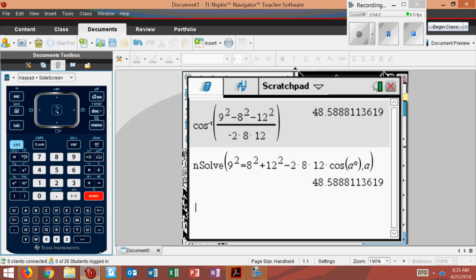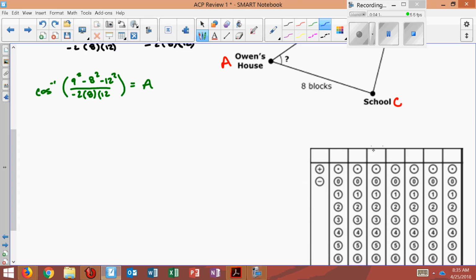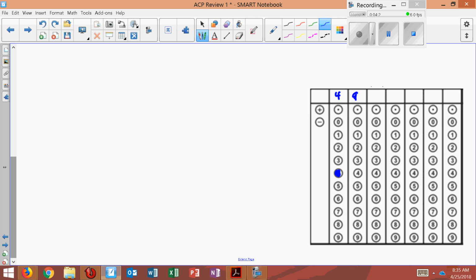It says to the nearest degree, so I'm getting 49 degrees as our answer to the nearest degree. 49. And so I'll go ahead and put the answer in.